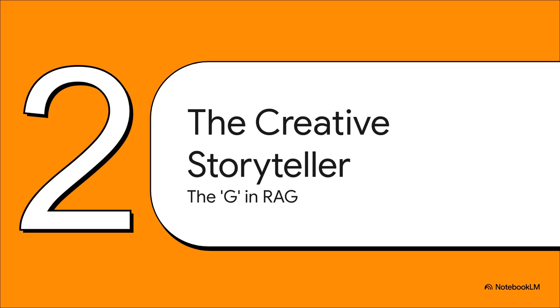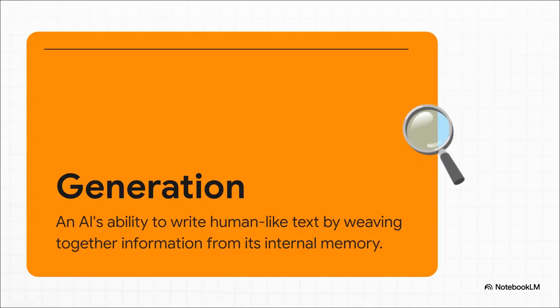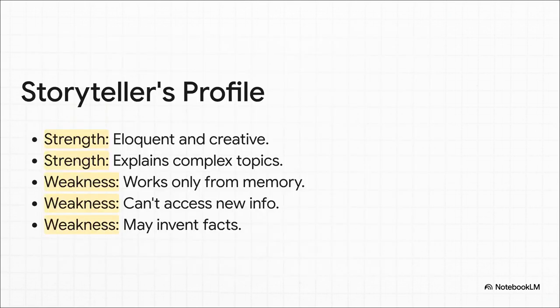Okay, so to understand the fix, we first have to look at the G in RAG, and that G stands for generation. This is the part of AI that we all know and are kind of wowed by. It's the magic that makes these things seem so human. So let's think of a standard AI as a creative storyteller. It's read like a gazillion books and articles, and it can spin a fantastic yarn about anything from that memory. It can connect ideas, break down tough subjects, and write some pretty amazing text, all by just pulling from what it's already memorized.